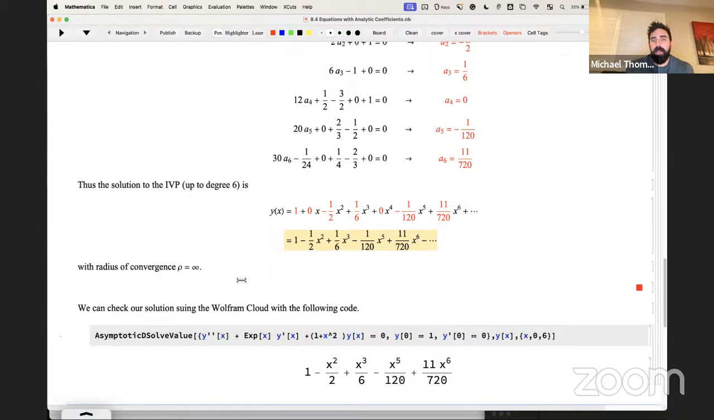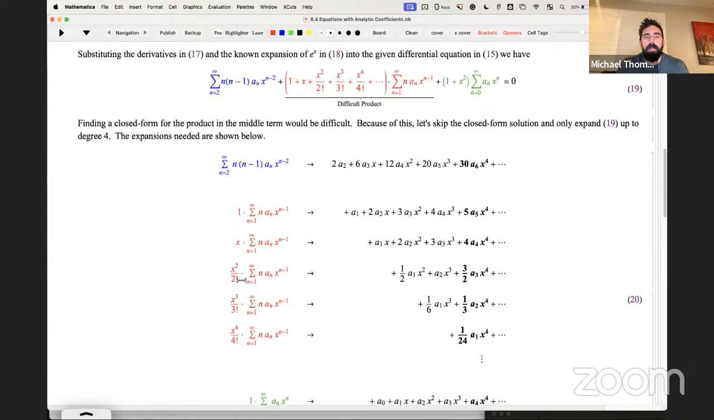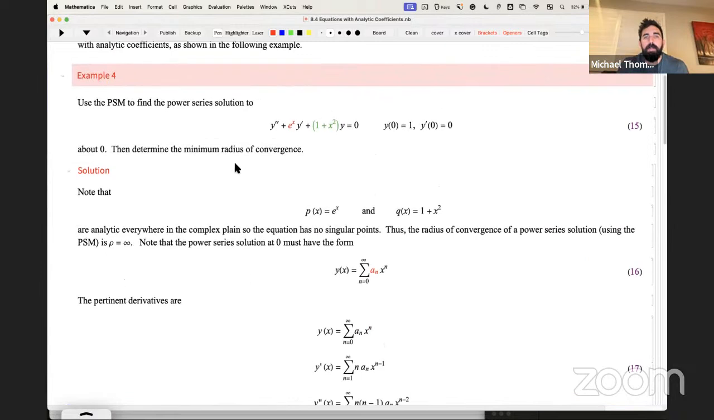Okay, now we don't have the closed form of the solution, but that's okay. A lot of these problems I'm not going to ask for the closed form. I'm only going to ask for the first few terms. So if you wanted to solve this problem using the Wolfram cloud, there's a way you can solve initial value problems too. So I wrote the code down here.